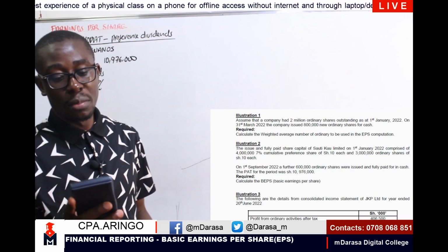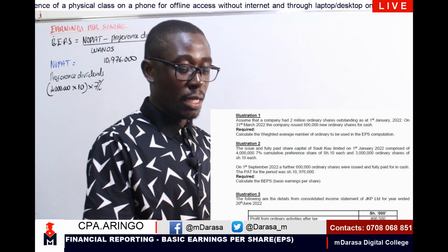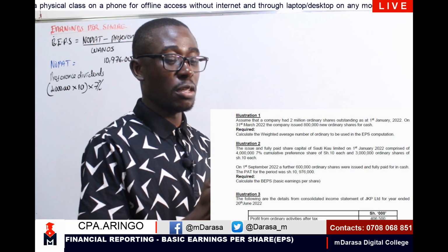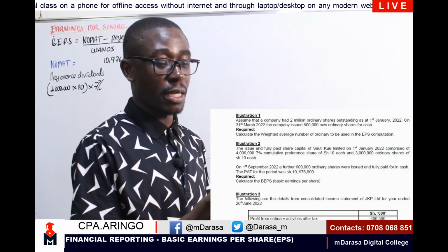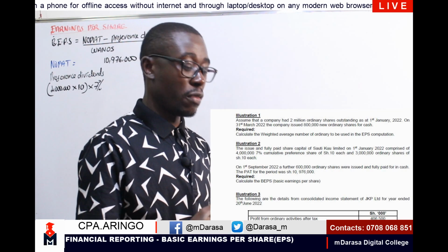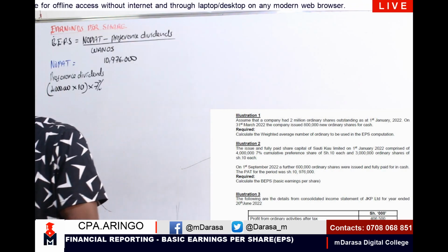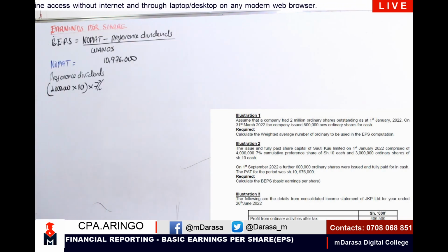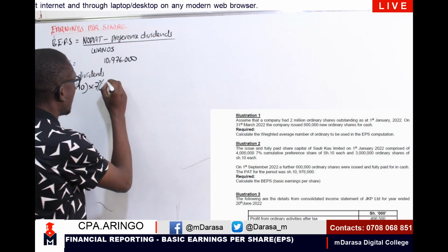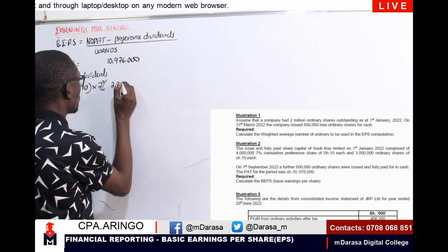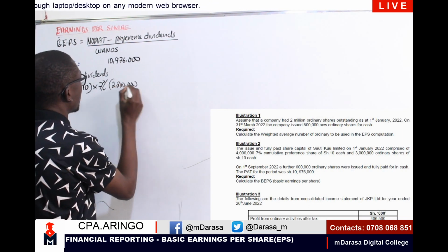I'll have the 4 million times 10, which gives us 40 million, times 7%. That should give us 2.8. So confidently, I'm going to have my 2.8 at that point.